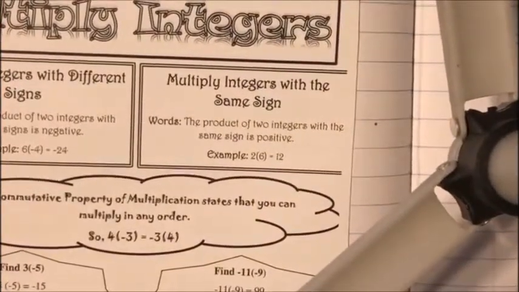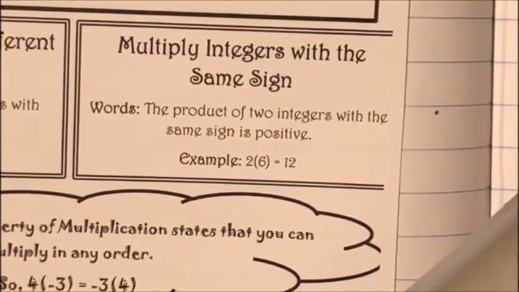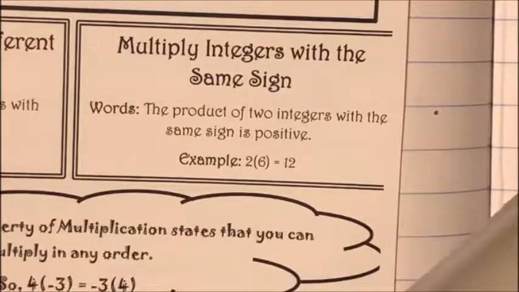If you multiply integers with the same sign, the product of two integers with the same sign is positive. So 2 times 6 equals 12. Same thing would happen if you had negative 2 times negative 6, would also give you a positive 12.